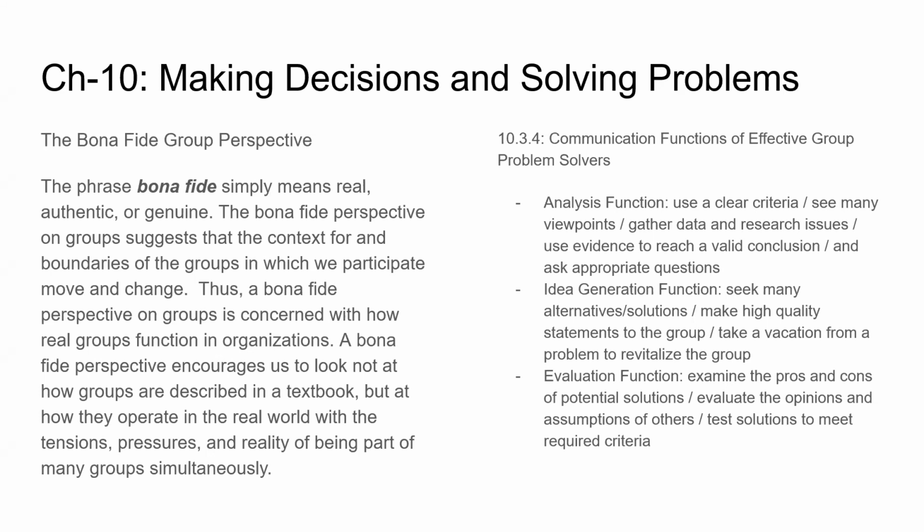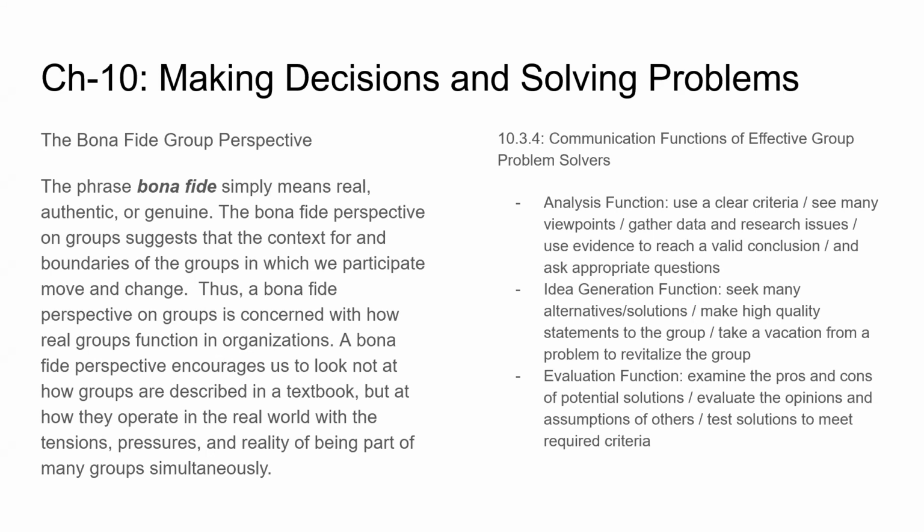I was thinking about people who have alternative identities, or they hide their identities, right? So that's the bona fide perspective as far as groups are concerned. Again, how real groups function in organizations is not really talking about what happens in a textbook. We're really talking about what happens in reality. Group members bring all these personal things or other distractions from their life to the group, because it affects how they communicate with the group and then work in the group.